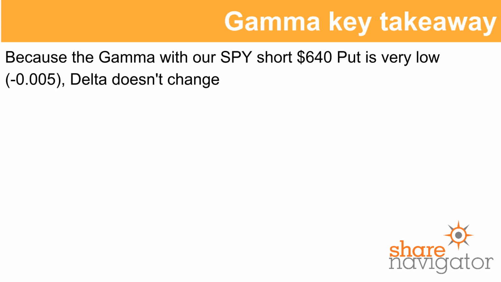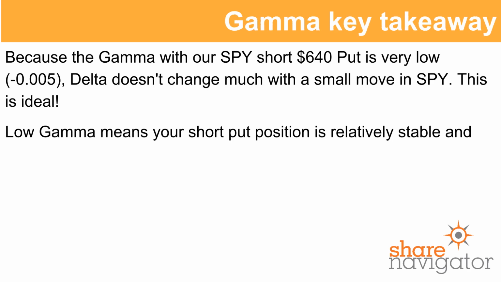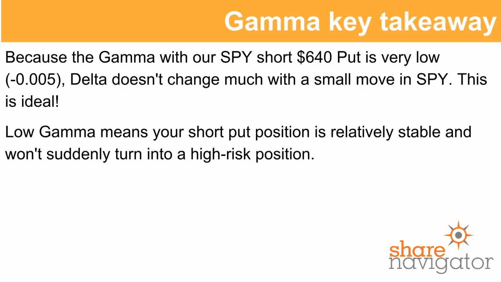So our key takeaway for gamma is because the gamma with our SPY short put option is very low, minus 0.005, delta doesn't change much with a small move in SPY. This is ideal for us. Low gamma means that our short put position is relatively stable and won't suddenly turn into a high risk position. On the flip side, if our gamma was very high, then we would be at risk in our short put position for sudden moves in the share price, even small moves in the share price of SPY.